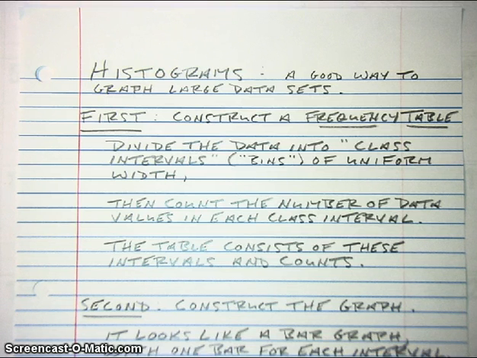So the first thing you do is you construct a frequency table. This is where you divide the data into class intervals of uniform width, and then you count the number of data values in each class interval. The table is going to be made up of these intervals and these counts, and I'll show you an example in a minute. Secondly, you construct the graph.